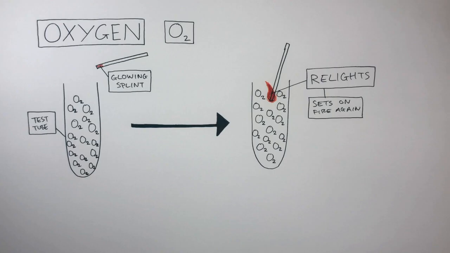We can use the fire triangle to understand how this took place. The fire triangle tells us for something to set on fire, we need a fuel, we need heat, and we need oxygen. In this case, we had the glowing splint, which provided the heat and the fuel, and then the pure oxygen allowed the glowing splint to set on fire again.